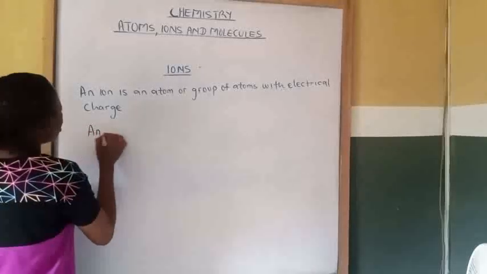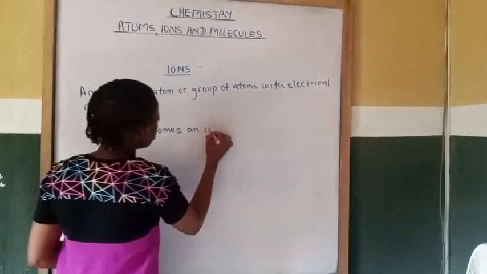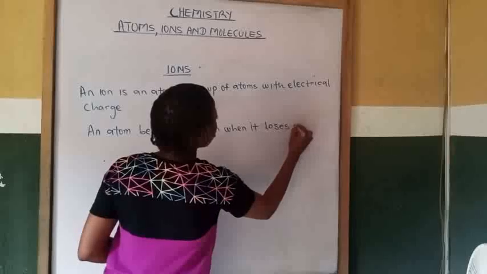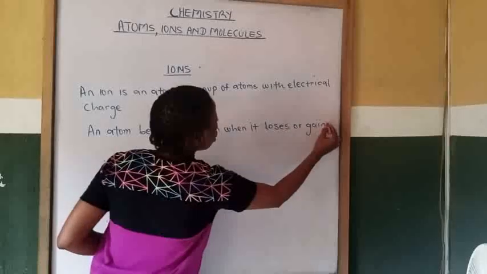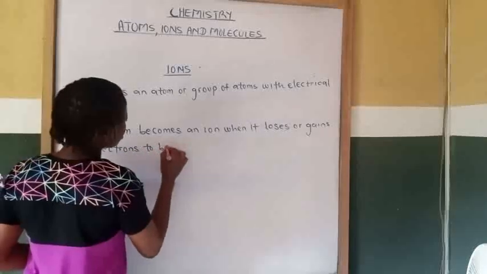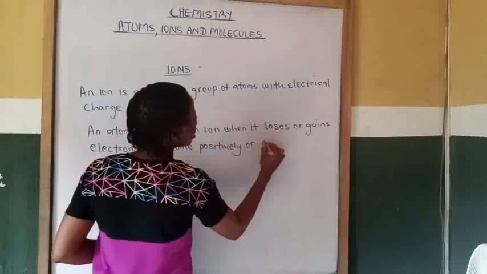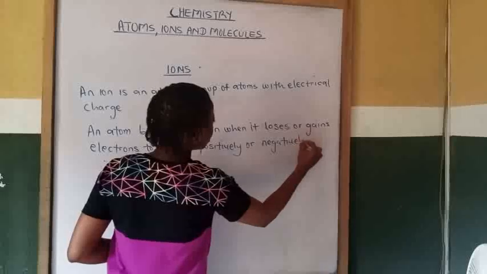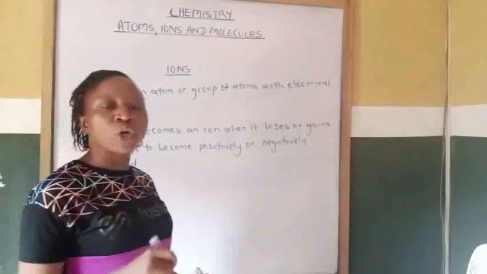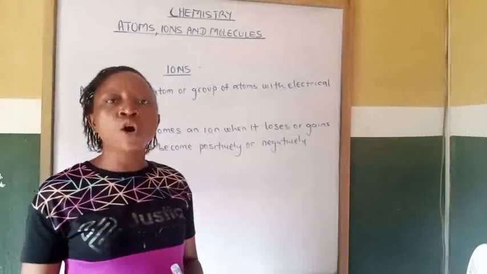So an atom becomes an ion when it loses or gains electrons to become positively or negatively charged. An atom becomes an ion when it loses or gains electrons to become positively or negatively charged.